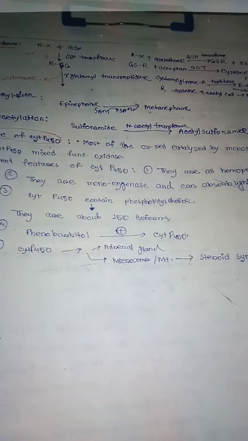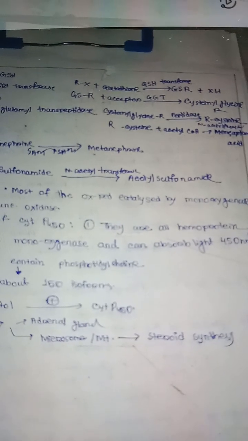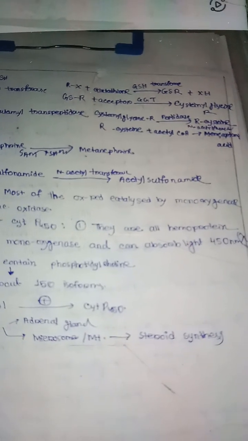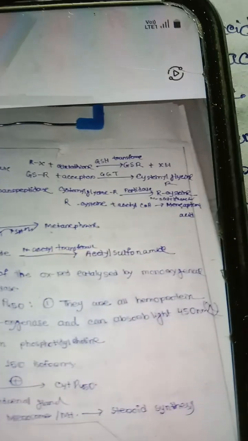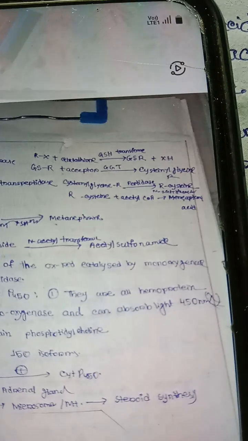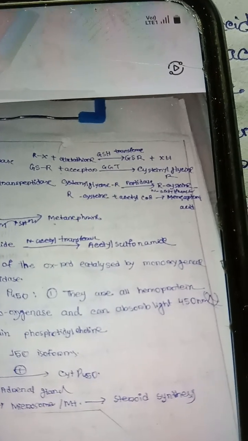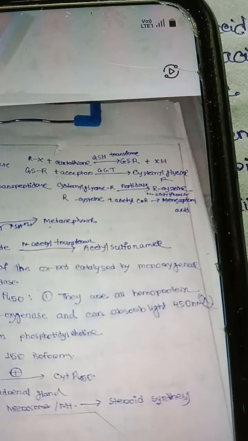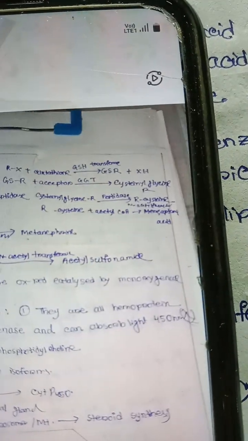There is a reaction like RX plus glutathione. What happens in the presence of glutathione transferase enzyme? GSR, plus XH. GSR plus acceptor, GGT. What is the meaning of GGT? Gamma glutamyl transferase. What happens? The cysteinyl glycine R. Then cysteinyl glycine R becomes R-cysteine in the presence of peptidase. So the first enzyme used is a transferase, then also the GGT transferase, then the peptidase.